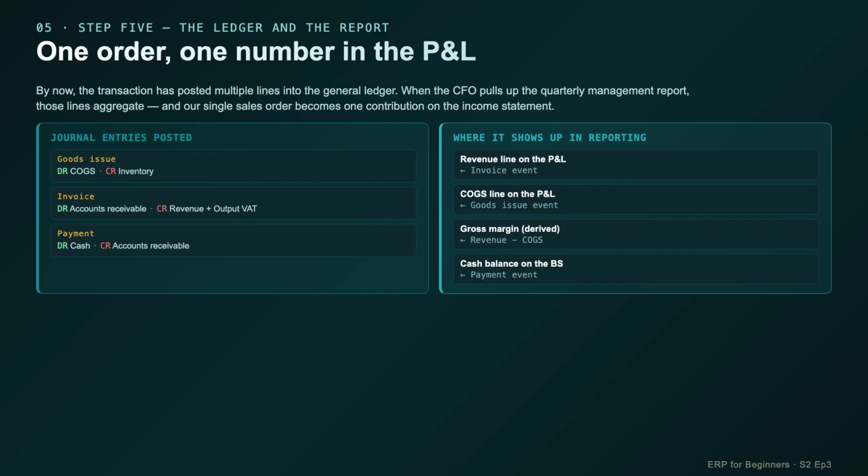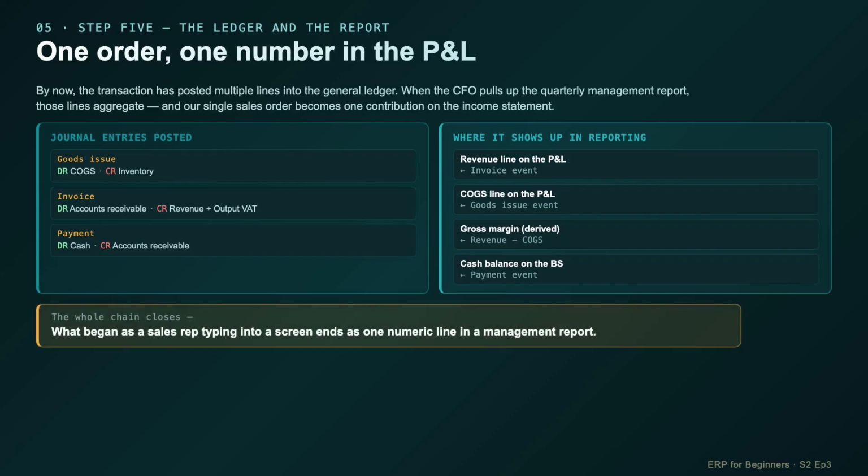When the CFO pulls up the quarterly report, those individual lines aggregate. The sales order contributes to revenue. The goods issue contributes to cost of goods sold. The difference is gross margin, created by the order flowing through the system.